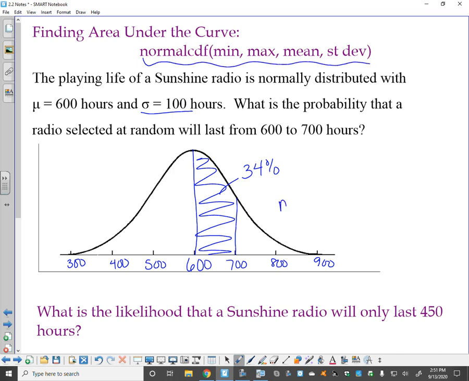What I want to use now is this. I want you to write this down. We're going to use normal CDF. My lower number is my 600, and my upper number is my 700. Those are these two numbers right here that are cutting off the area. I know that my mean is 600, and I know that my standard deviation is 100.